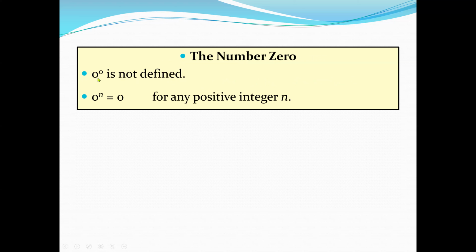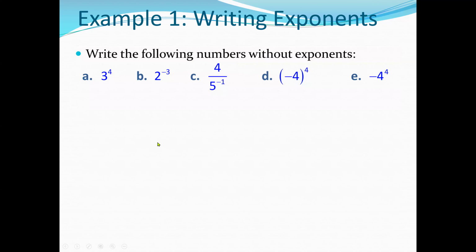And as we said earlier, 0 raised to the power 0 is not defined. But 0 raised to the power n, for example, 0 raised to the power 1, 2, 3, or any value, the answer will be 0. But 0 raised to the power 0 is not defined. So again, we went through a few rules.